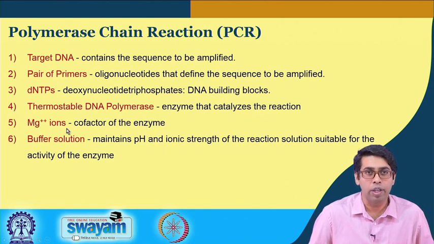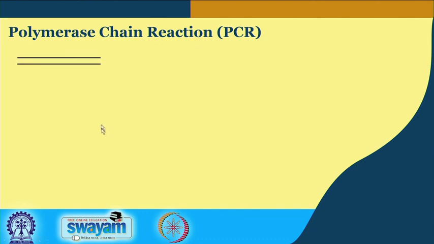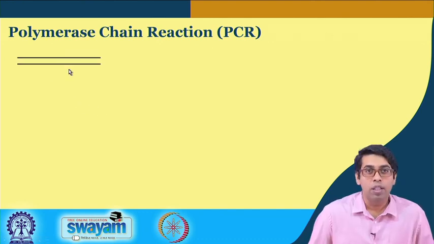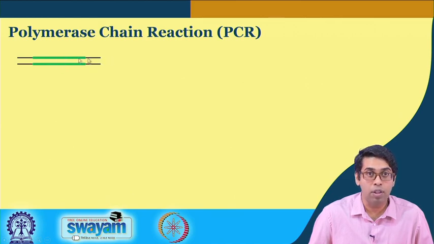Magnesium ion is a cofactor which is needed by polymerase to perform its reaction, and all of these components will be added in a buffer solution which maintains the particular pH and ionic strength that is required for the activity of the enzyme. So, how does this polymerase chain reaction work? Let us say this is our double stranded DNA, and this green part is the gene of interest.